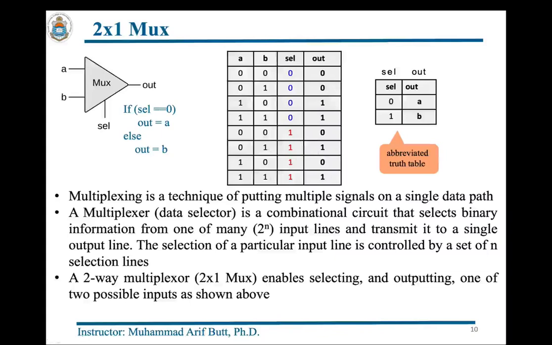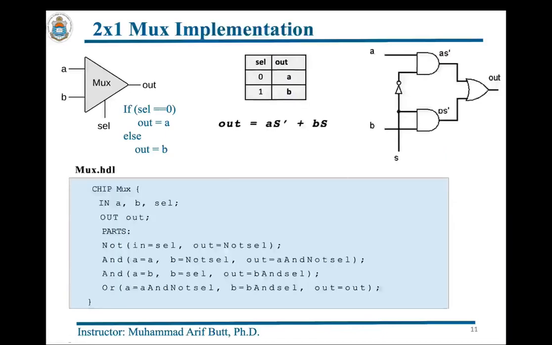So an abbreviated truth table is: if the selection line is 0, the output is A. If the selection line is 1, the output is B. This is the behavior of a 2x1 mux, and if we want to implement it, this is the Boolean equation, this is the circuit, and this is what the HDL code is. So it's very simple and self-explanatory.